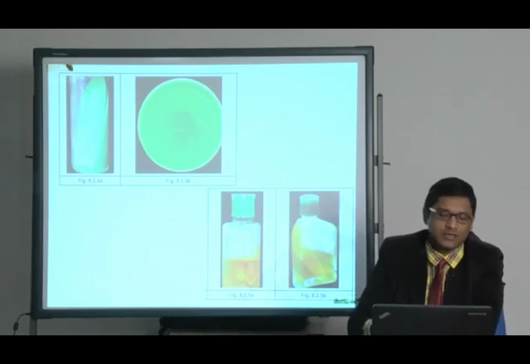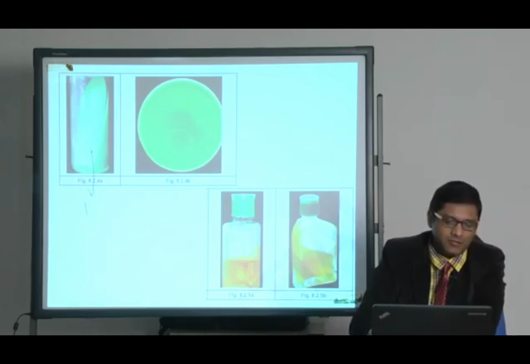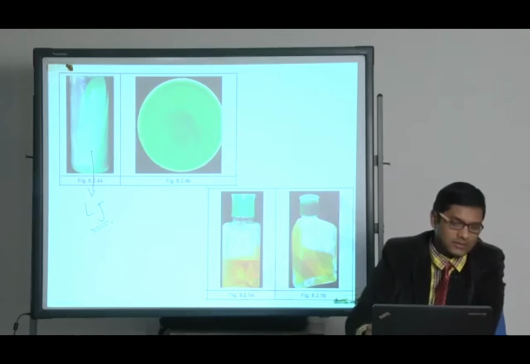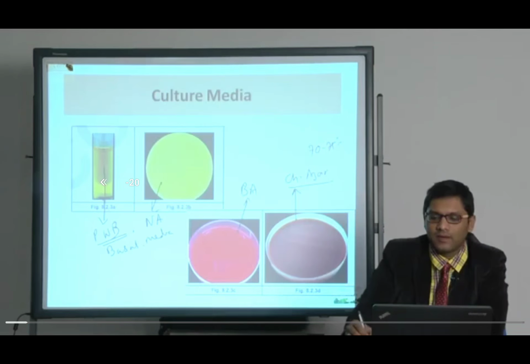So, these are other selective medium, this is LJ medium, Lowenstein-Jensen medium, and this is TCBS agar.